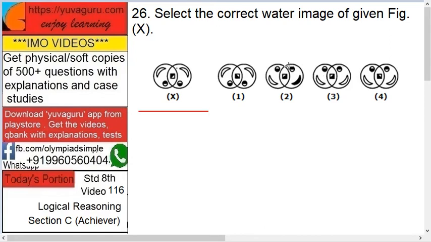both, right? So 4 and 2 contain these two circles near each other, which means the mirror will be over here, right? Mirror means water. So these two are okay. Now out of 2 and 4, which one?